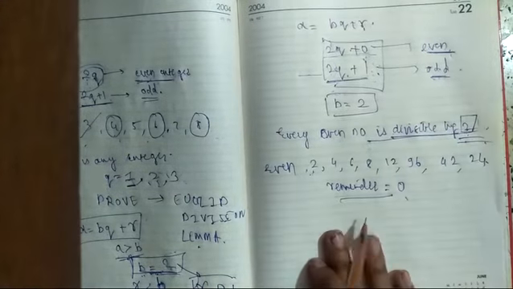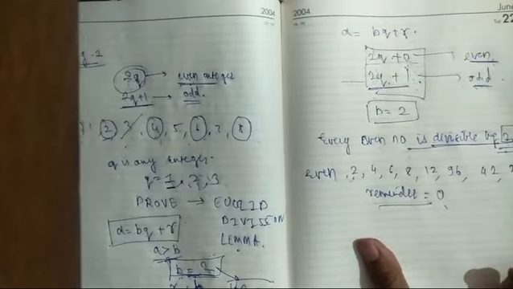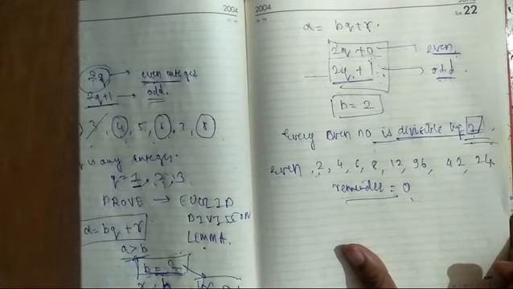So this is example 2 of the NCERT book, and after this I will explain example number 3 and example number 4 in the next video.